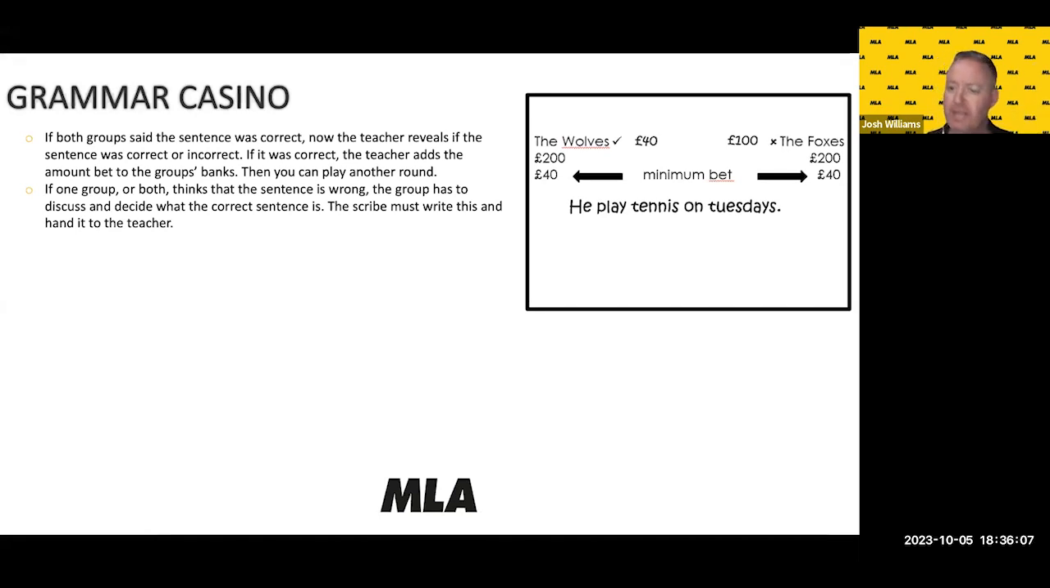But remember that in this way they're also correcting each other. The students become teachers to each other. Okay? The group has to discuss and decide what the correct sentence is. The scribe must then write this, that is the correct one, how they're going to change it, okay, and hand it to the teacher. Okay.